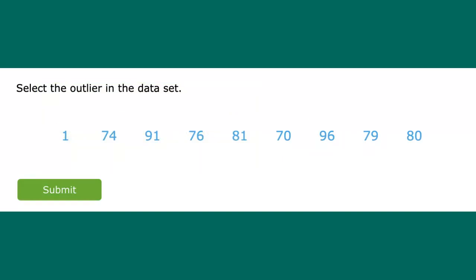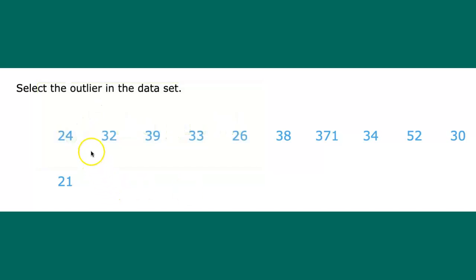Select the outlier in this data set. So obviously it's 1, correct? Select the outlier in the data set. If you're looking very carefully, that's why it's only by inspection, because it's so clear what the outlier is in the set. You don't even have to think. You just look at which one is far away from the others. So if you look over this, it's so obvious.